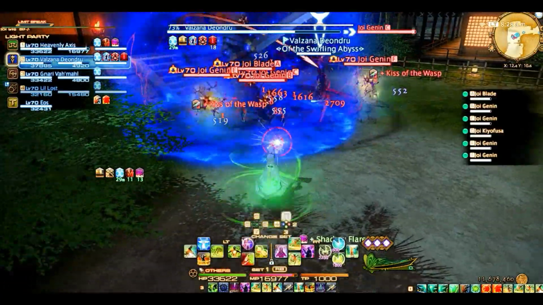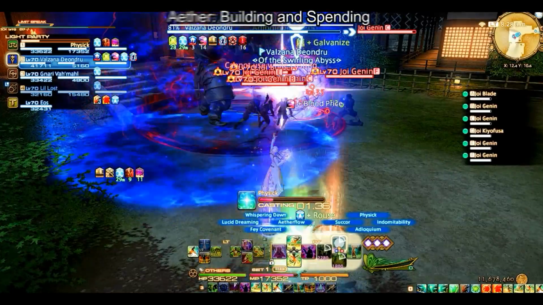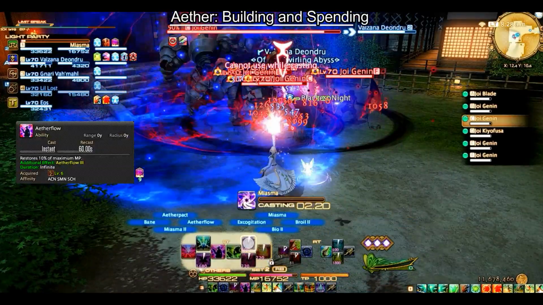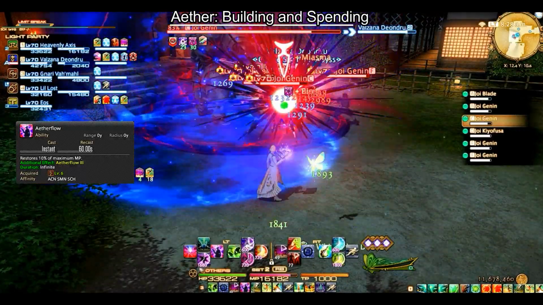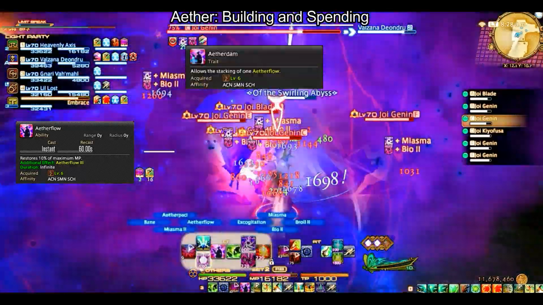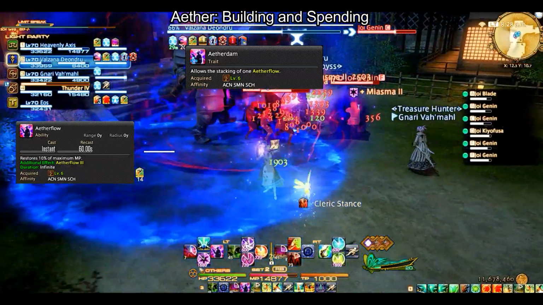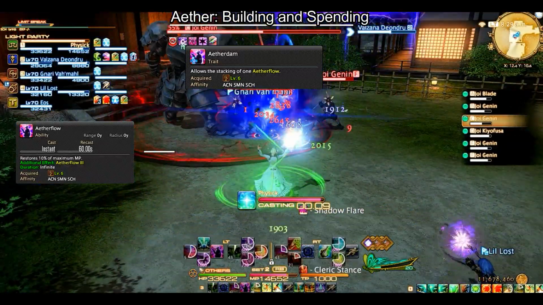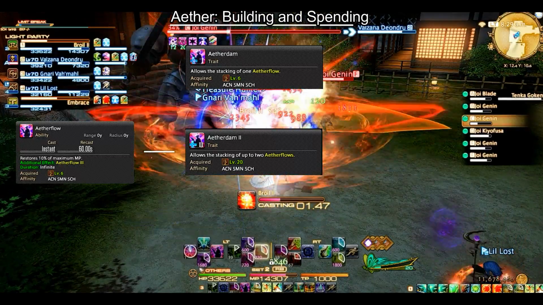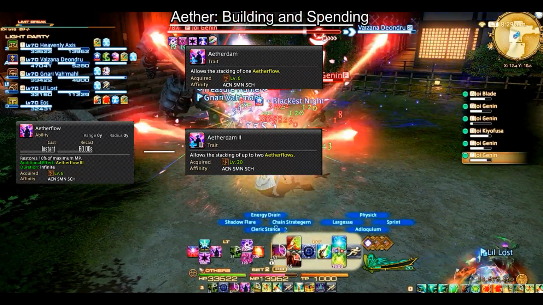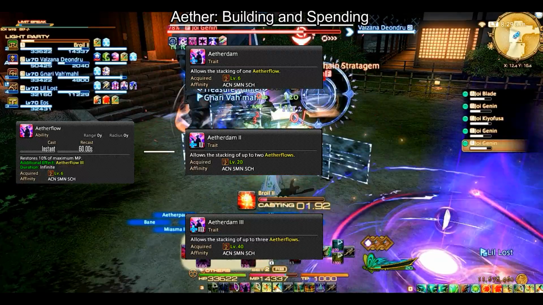Your first ability is Aetherflow. Aetherflow restores 10% of your maximum MP, and depending on your current level, grants 1, 2, or 3 stacks of Aether. At level 6, you gain the trait Aetherflow Mastery, which allows you 1 stack of Aether. At level 20, you get Aetherflow Mastery 2, granting you 2 stacks, and at level 40, you get your final trait, Aetherflow Mastery 3, for a total of 3 stacks.